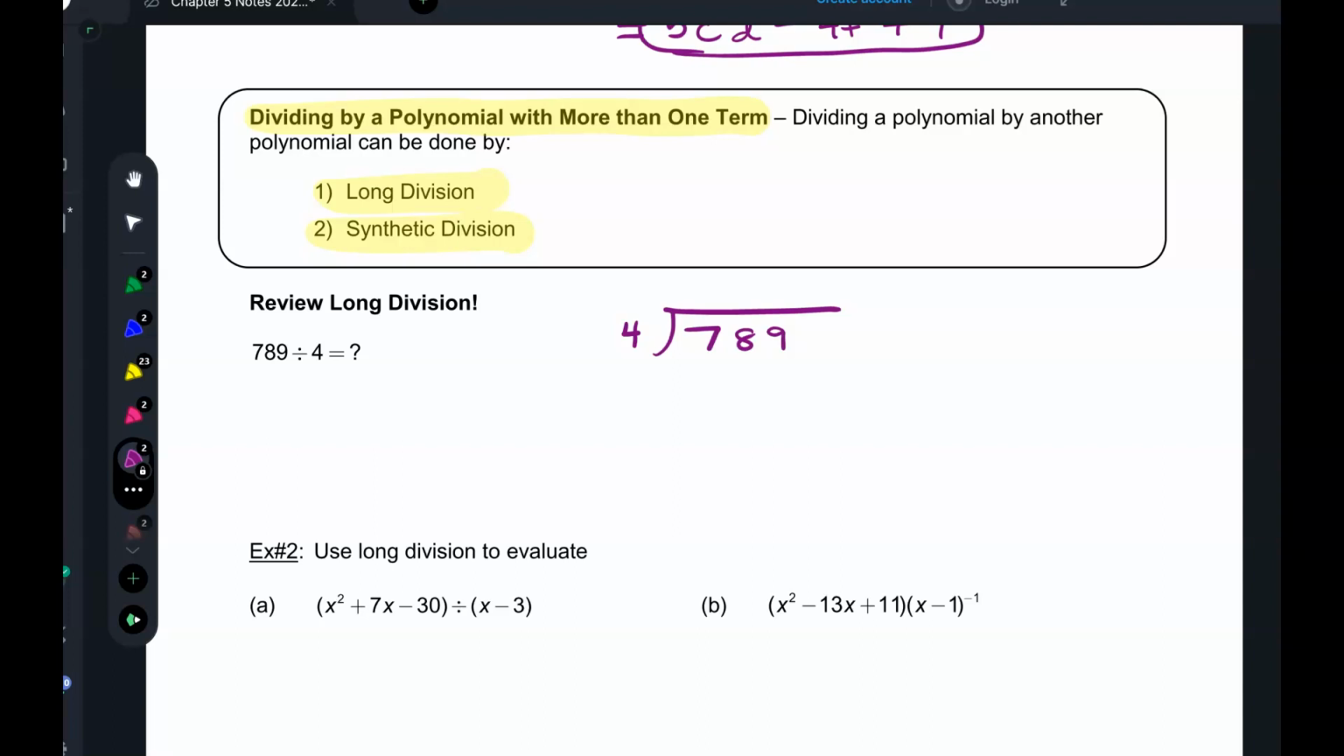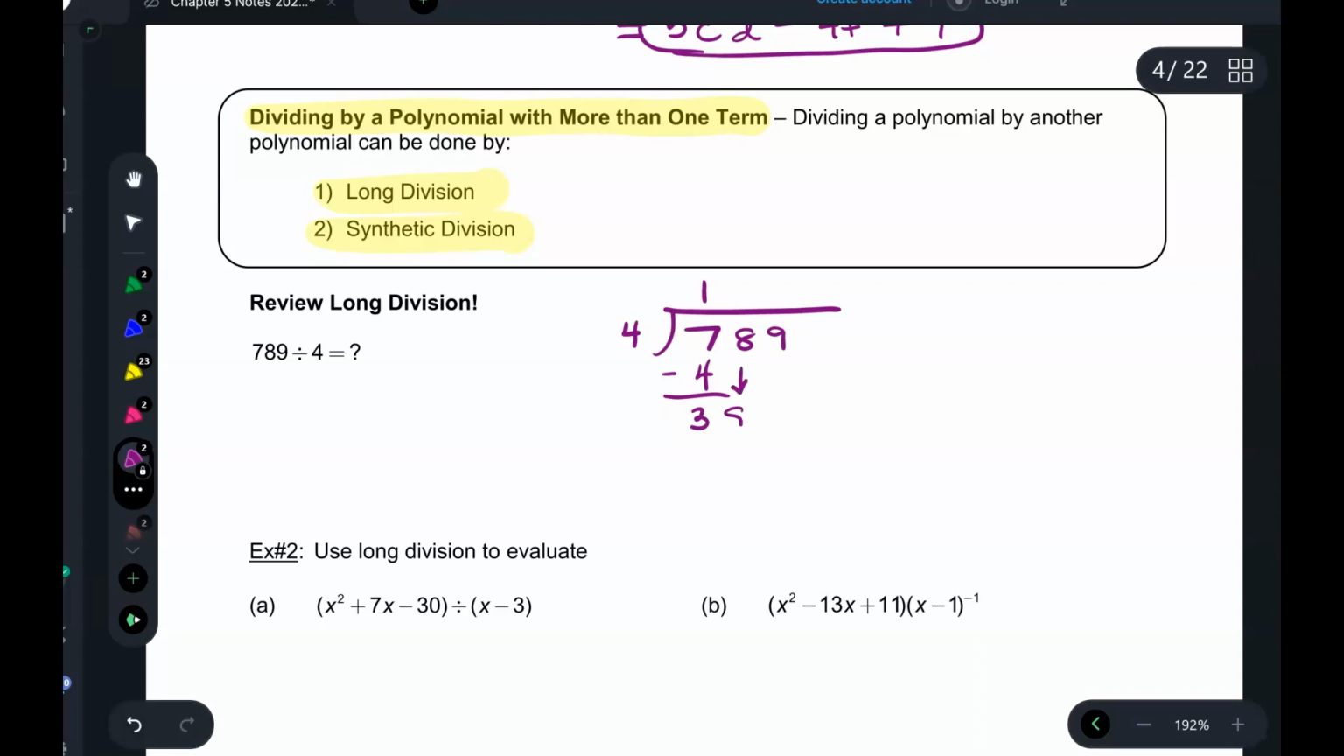4 goes into 7, 1 time. The reason I'm doing this is because when we divide by polynomials, it's the exact same process. So we see how many times it goes in, 1 time. Then we multiply 1 times 4, which is 4. Then I have to subtract. So we bring down the 8. 4 goes into 38, 9 times. Then we multiply, we get 36.